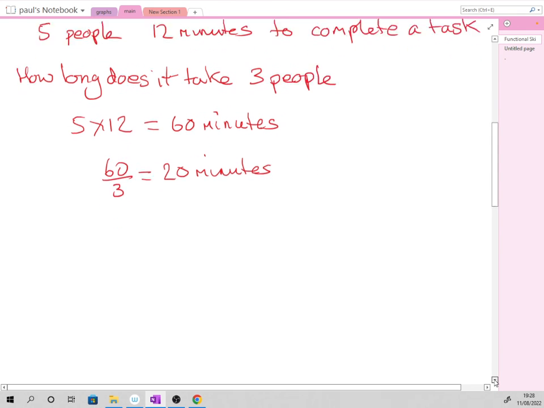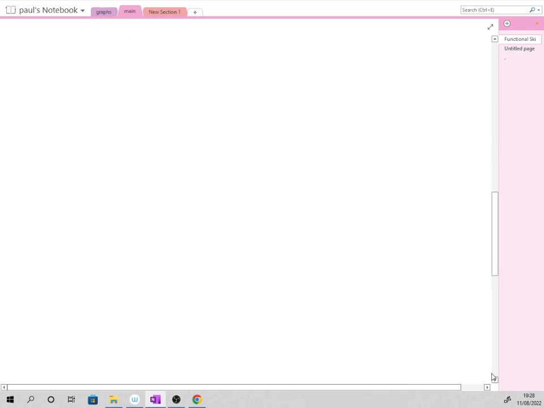Right, we better have another one of these. Let's have a look. Now, we'll make this as complicated as we possibly can. We'll have 4 people build 8 walls in 16 days. Hopefully all these numbers work, because we've got 4, 8 and 16.